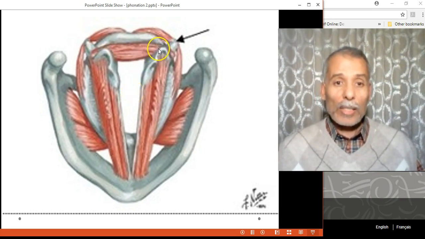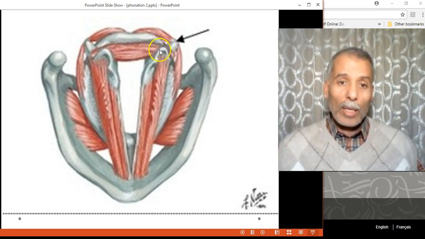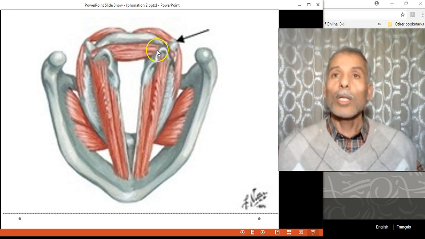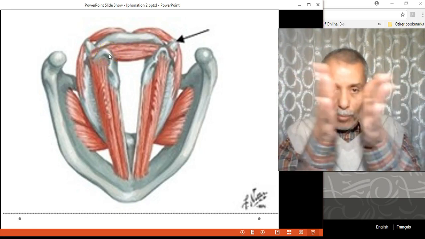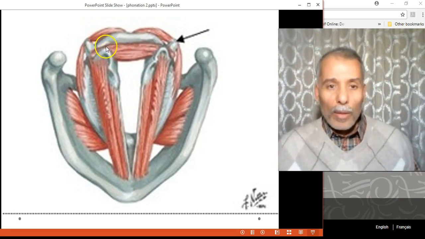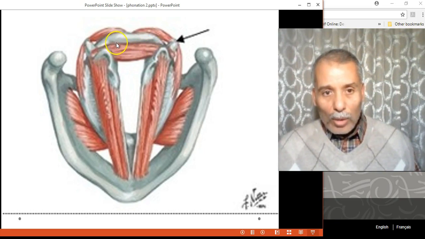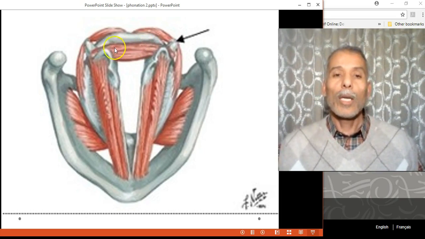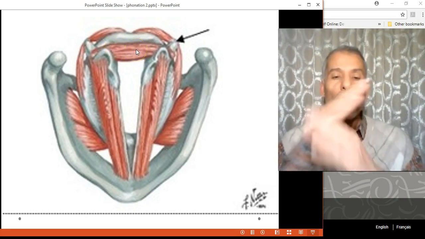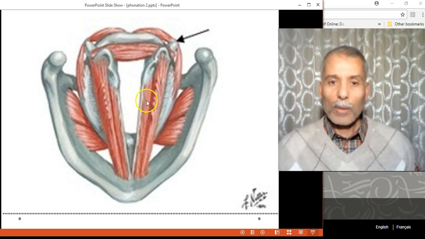The transverse arytenoid is the only unpaired muscle, originates on either side of the arytenoids, and when it contracts it just brings them closer, as you saw. There are two other muscles that are X-shaped here. You do not see them clearly in this image. They are called the oblique arytenoids, but we'll come to them in a few minutes.